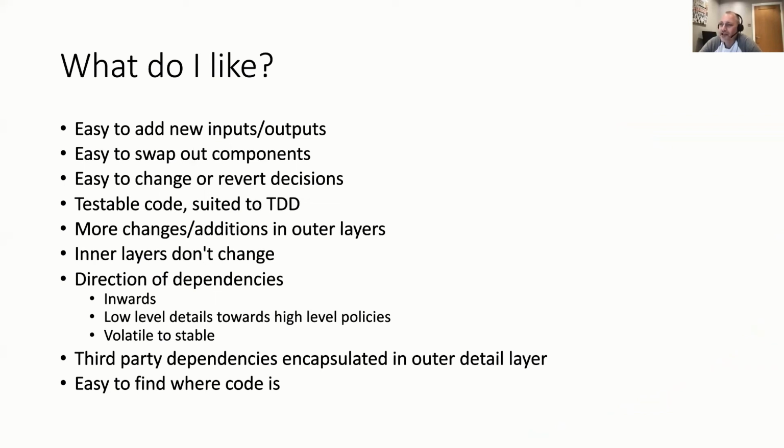It's really easy to swap things in and out, not just inputs and outputs, but other components. It's easy to change or revert decisions. So if we added, say, the web API and decided actually it was better when things were on the device, it's very easy to change that decision back. You're not making changes that are difficult to revert. The code's really testable. It's very well suited to TDD.